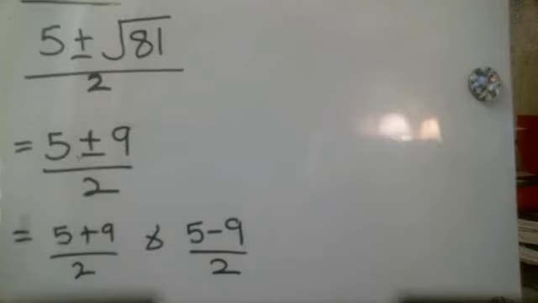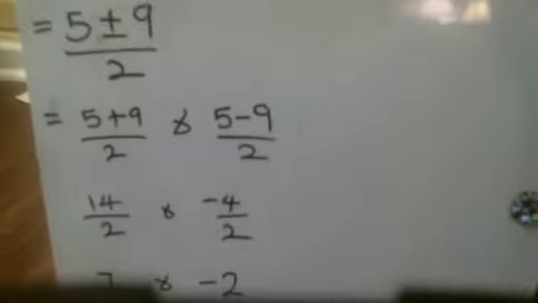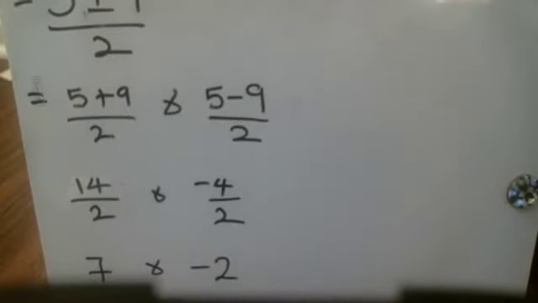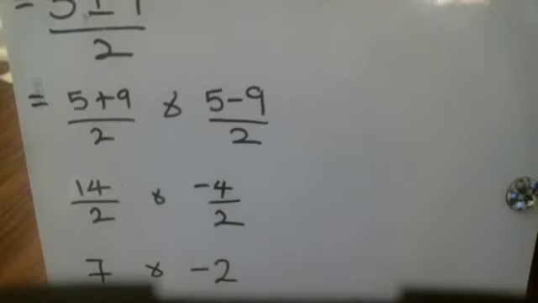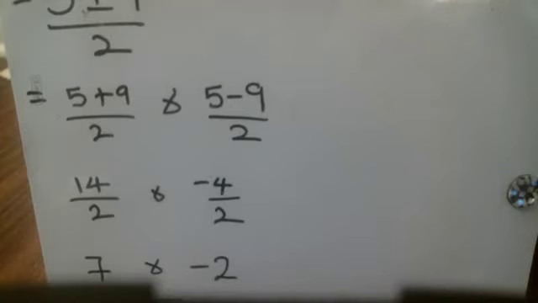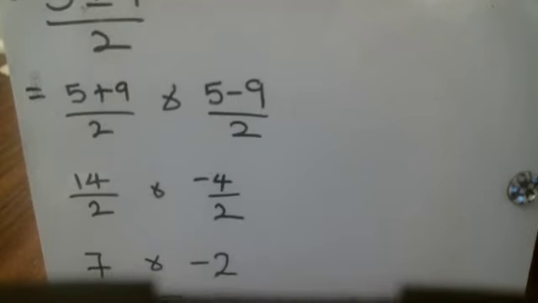Good. Now we have 2 answers for x, because we have plus and minus here in the middle. So this splits up to be 5 plus 9 divided by 2 and 5 minus 9 divided by 2. So let's go down further. So this will give us 14 over 2 and minus 4 over 2. 5 plus 9 will give us 14. 5 minus 9 will give us minus 4.